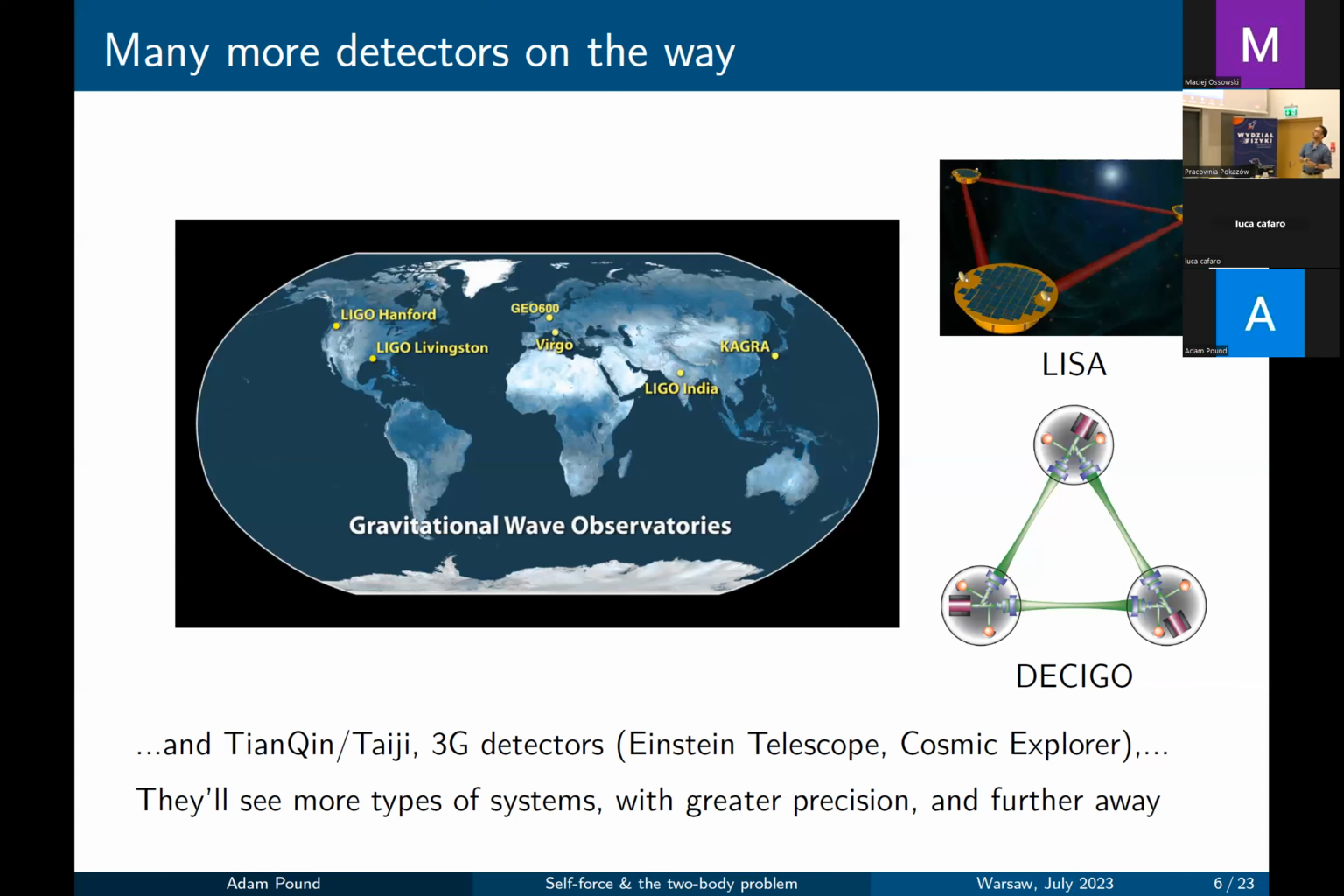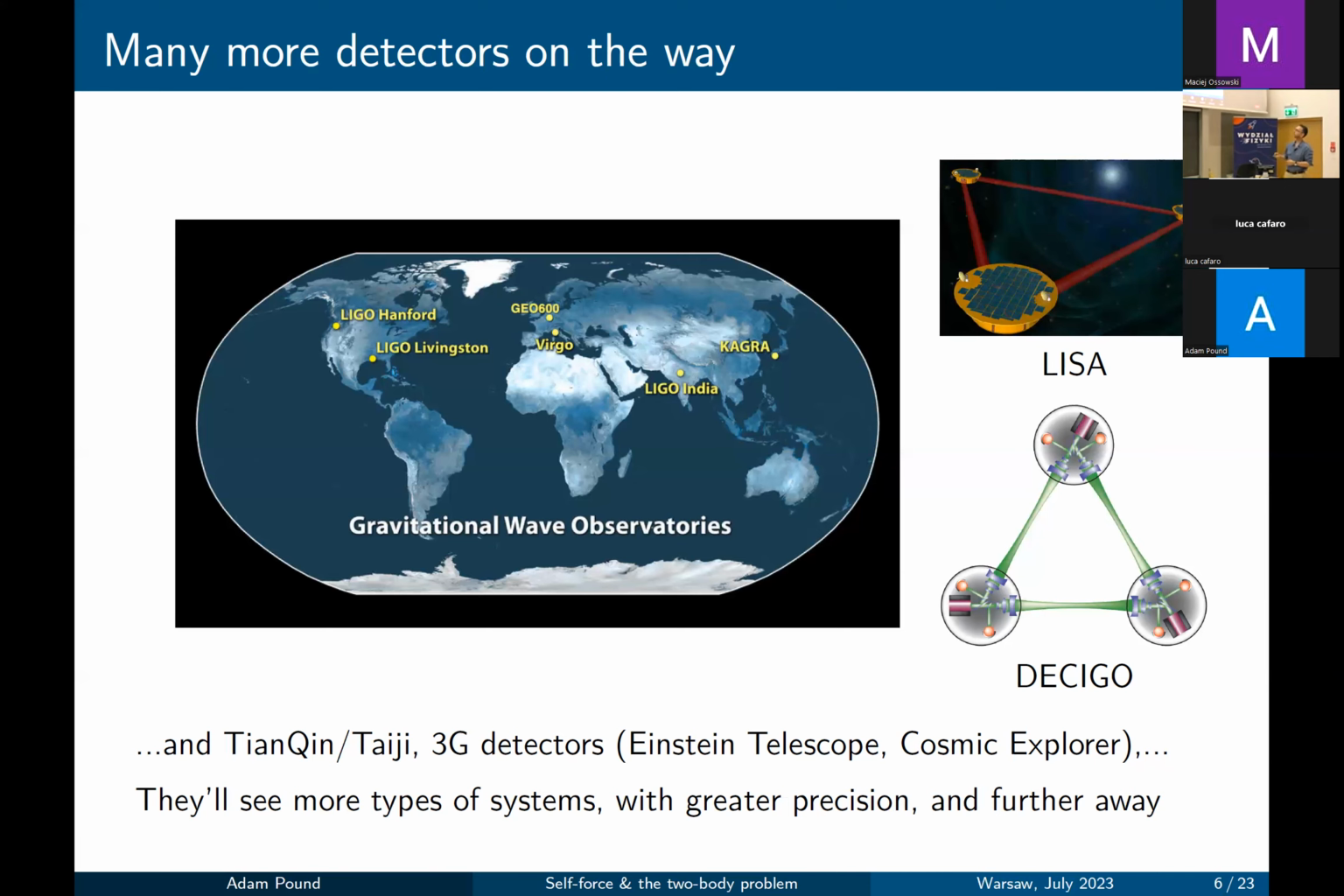LIGO India always seems to have an insanely ambitious timeline. They say they're going to be up and running in the next few years. I don't know how realistic that is, but the idea is that they're just taking LIGO technology, LIGO instruments, and just moving it to India. And the reason for having more detectors around the Earth is we get better sky localization to see where the signals are coming from. All of these are quite similar.